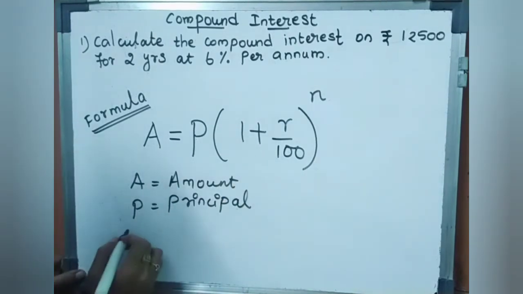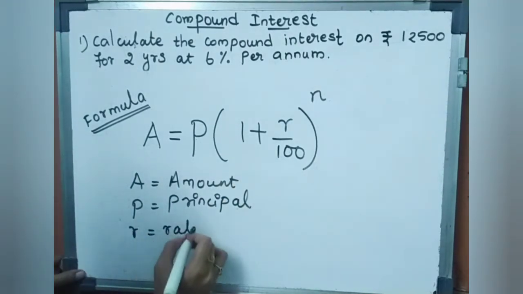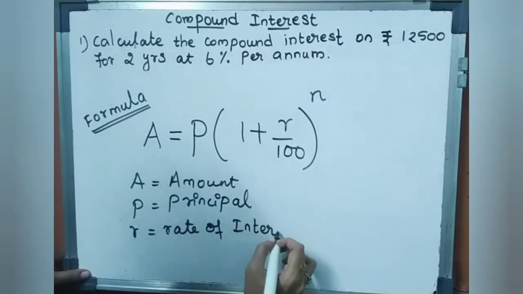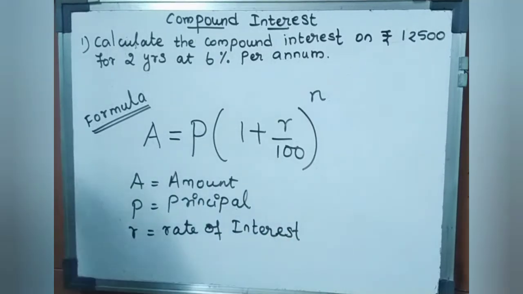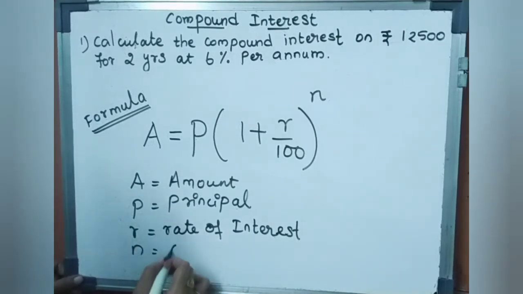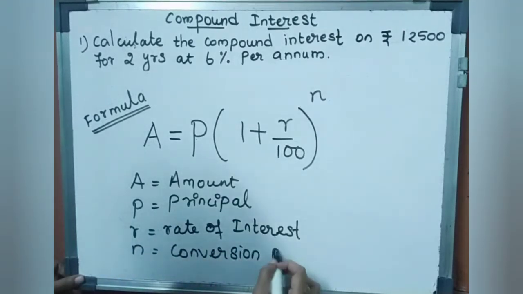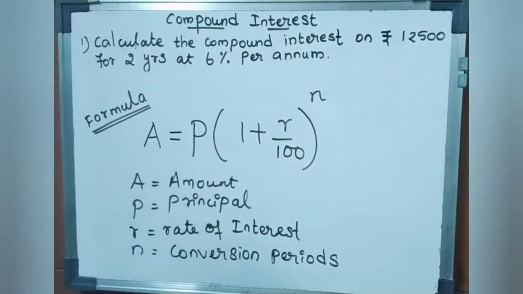And the next one is R. R is the rate of interest. And n is the conversion period. The number of conversion periods is considered as n. So the conversion period is nothing but the number of years.